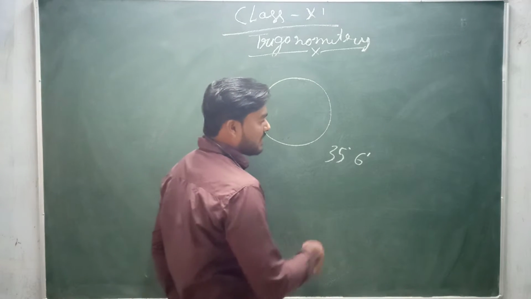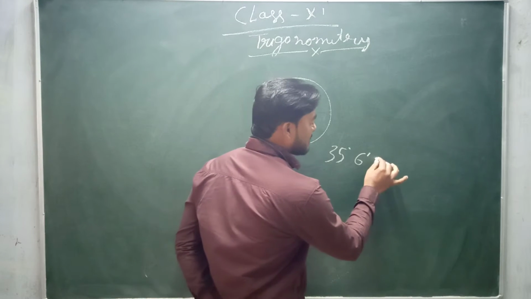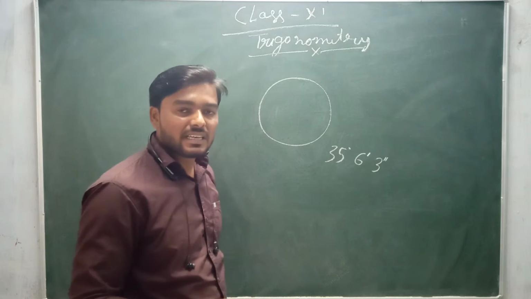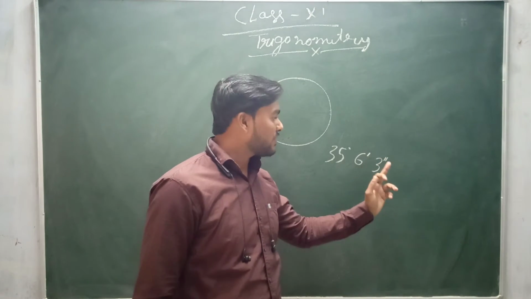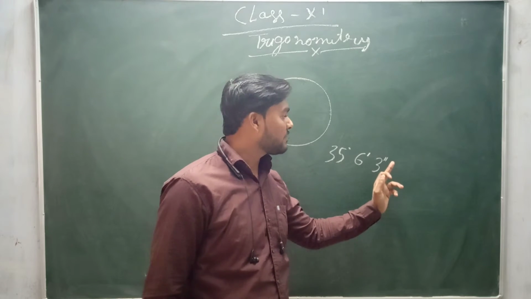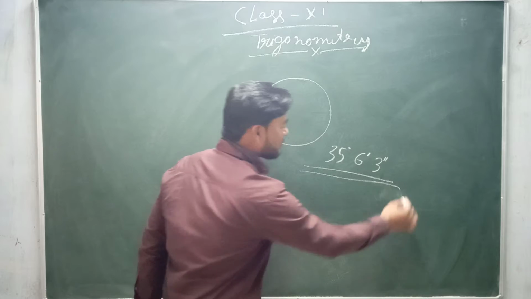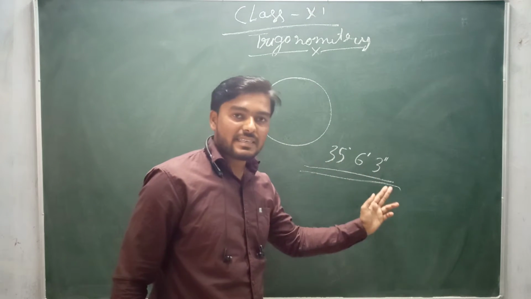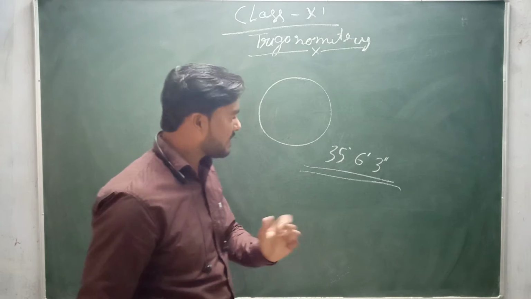Then we write 3 seconds with a double dash. For minutes we take 1 dash, and for seconds we take 2 dashes. How do we read it? 35 degree 6 minute and 3 seconds.